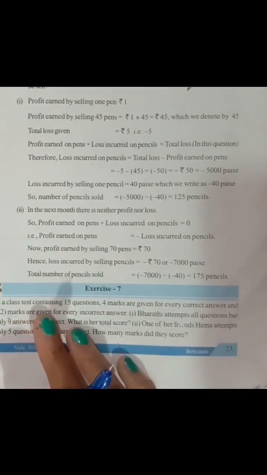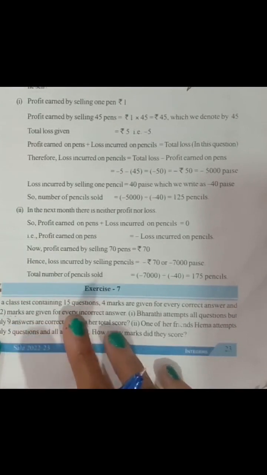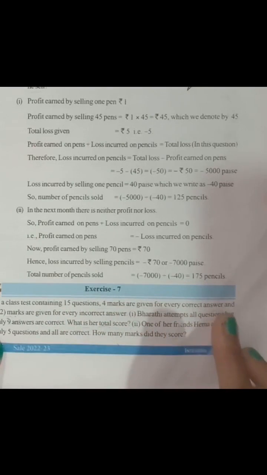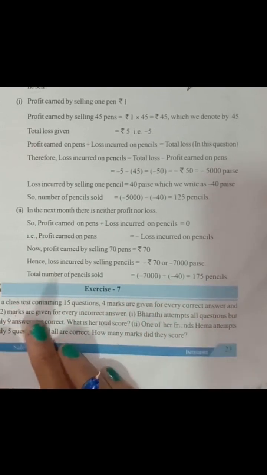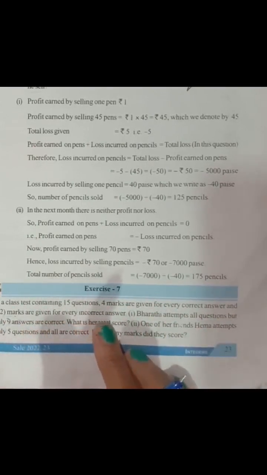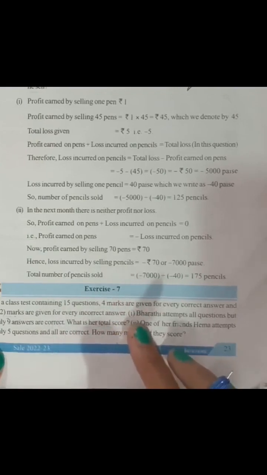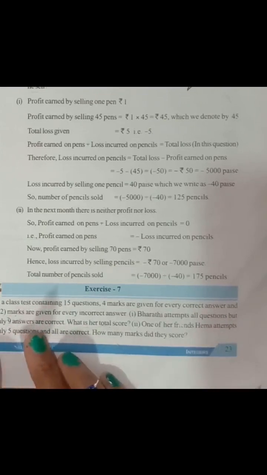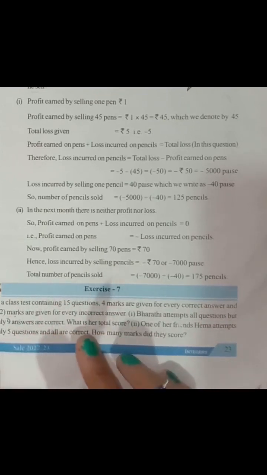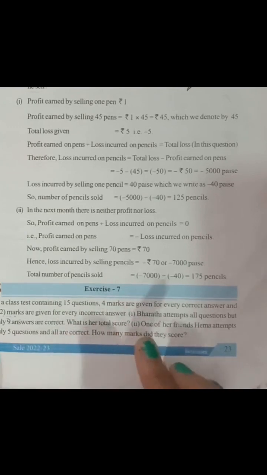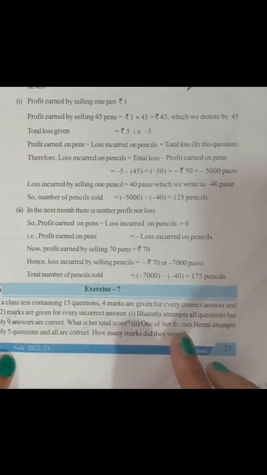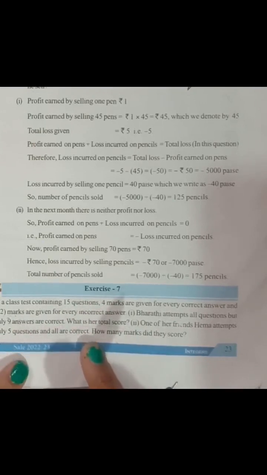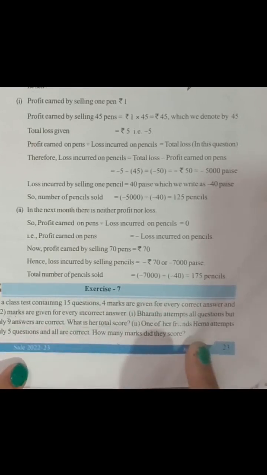In a class test containing 15 questions, 4 marks are given for every correct answer and -2 marks are given for every incorrect answer. First bit: Bharati attempts all questions but only 9 answers are correct. What is her total score? Second question: One of her friends, Hema, attempts only 5 questions and all are correct. How many marks did they score?